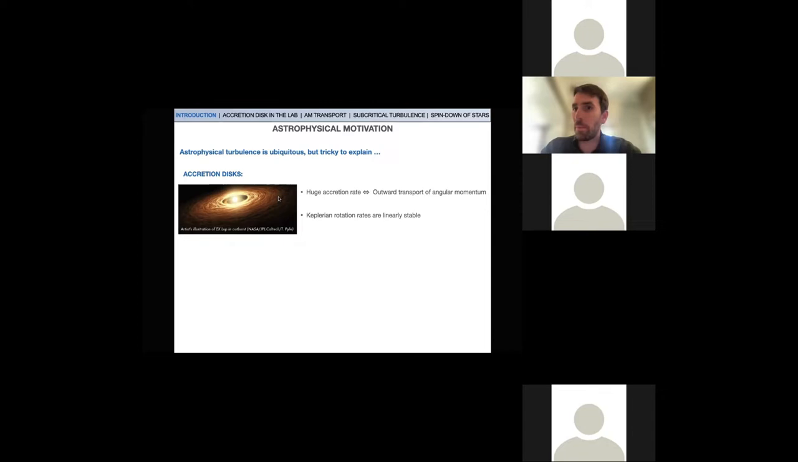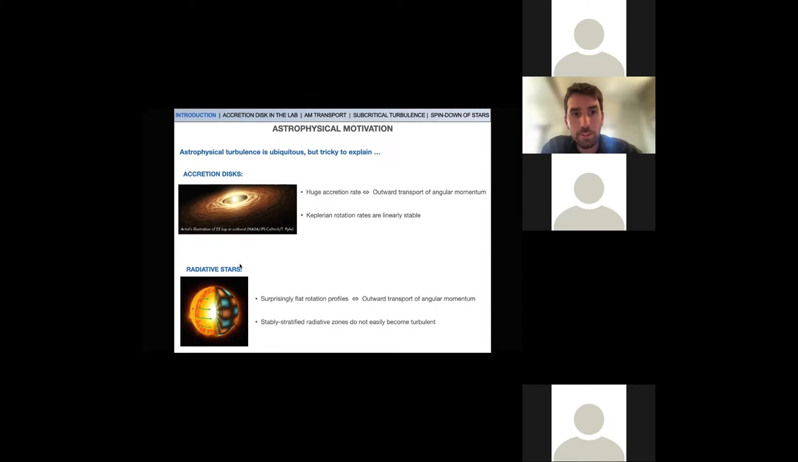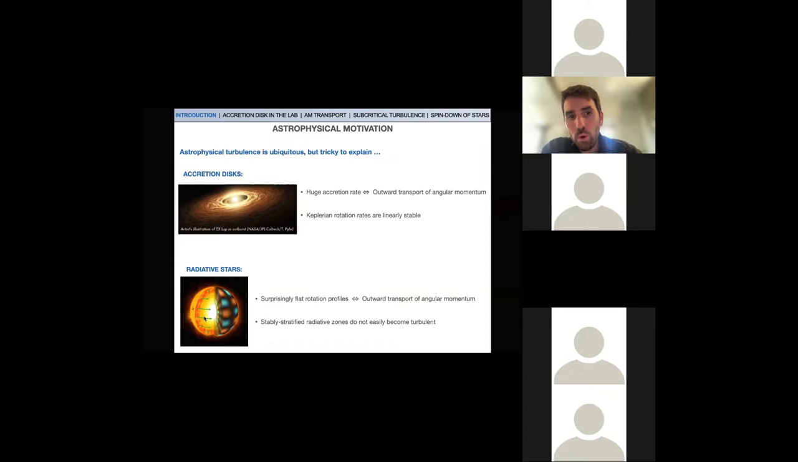So it's a problem for making predictions for the angular momentum transport. There is a second example, which is almost the same problem, in fact, which is radiative stars. When I say radiative, I mean the radiative region of the stars. I'm not interested in the region of the star which is convecting, with thermal convection, but rather the other region, which is in general present in any star, where the heat is transported by radiation or conduction. In these regions, we have a similar problem. If you look at the rotation profile from the center of the star to the outer part, it's very flat.